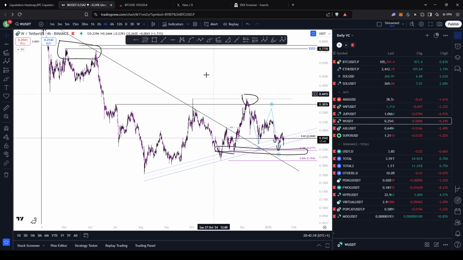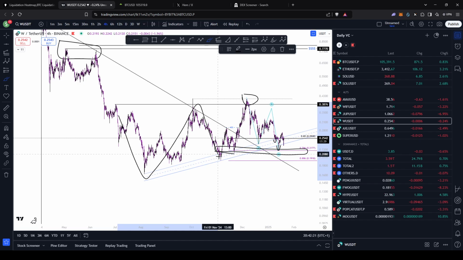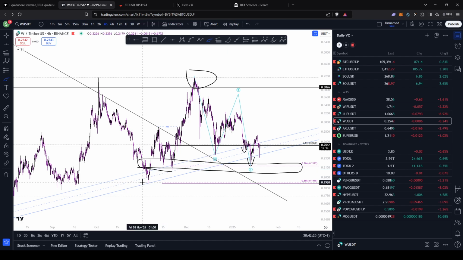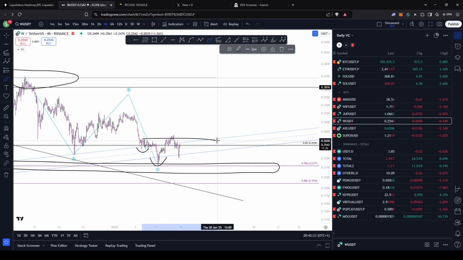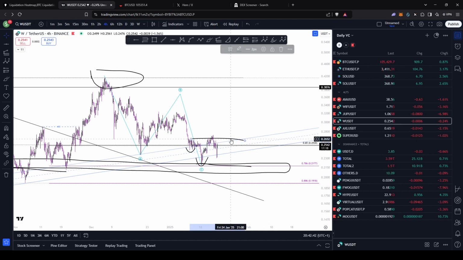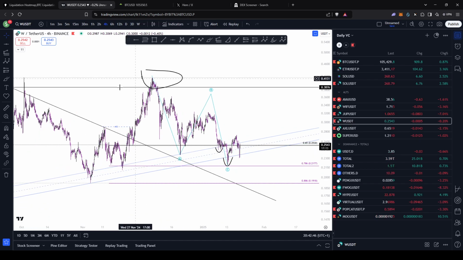Overall structure is still intact. You're making higher lows, higher lows, higher lows. So until you break this low back here, this is still a higher low, and you are considering this correction wave done, and you're still looking for an expanded move towards the upside. This will likely take some time. You could consolidate in here for a bit, even up to 2 weeks. But I still think overall it's a very nice zone.